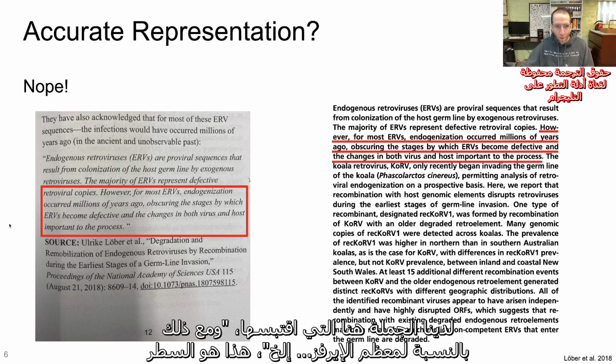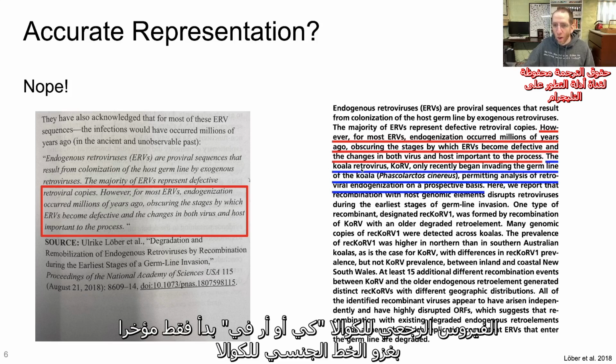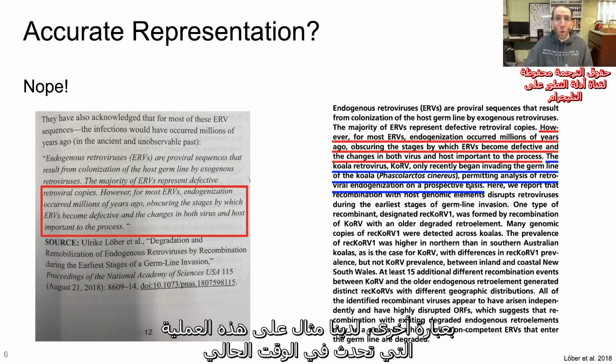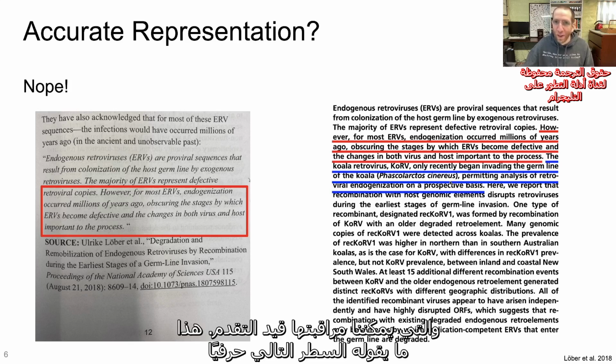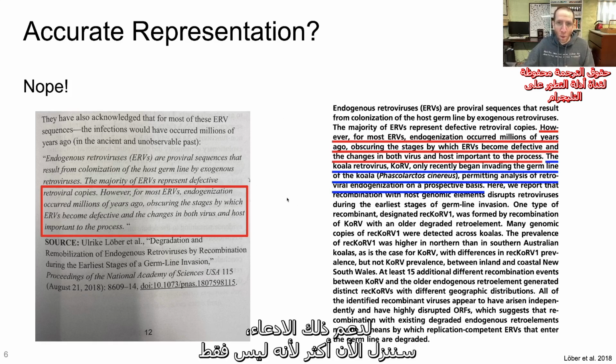So we have the line right here that he quoted. However, for most ERVs, blah, blah, blah, right? That's the line. But let's read the next line in the abstract right here. The koala retrovirus KoRV only recently began invading the germline of the koala, permitting analysis of retroviral endogenization on a prospective basis. In other words, we have an example of this process happening in real time that we can observe in progress. That's what the literal next line is saying. It contradicts the claim he made right before, using the first part of the abstract to support that claim.